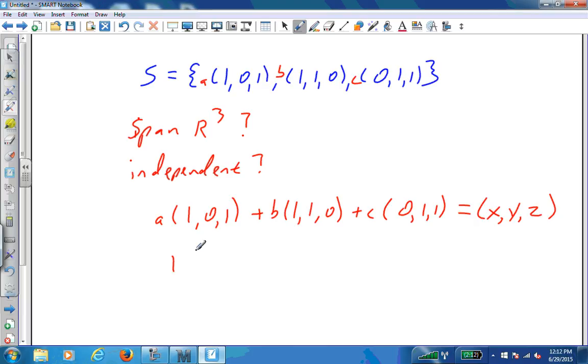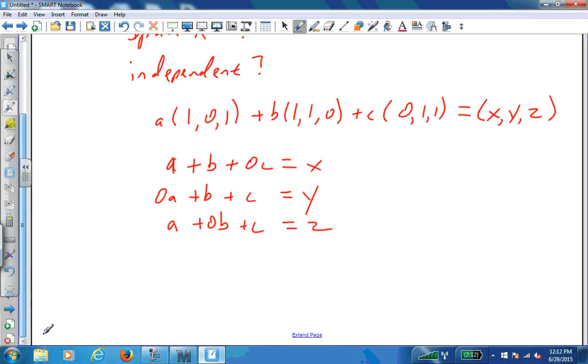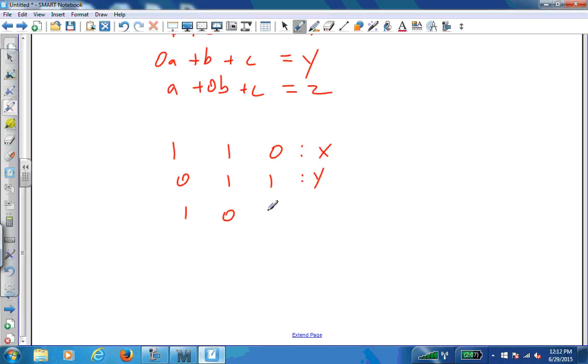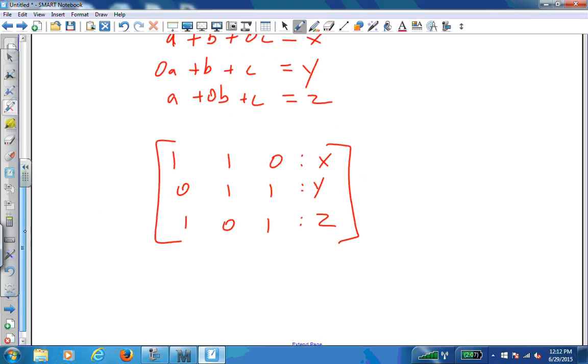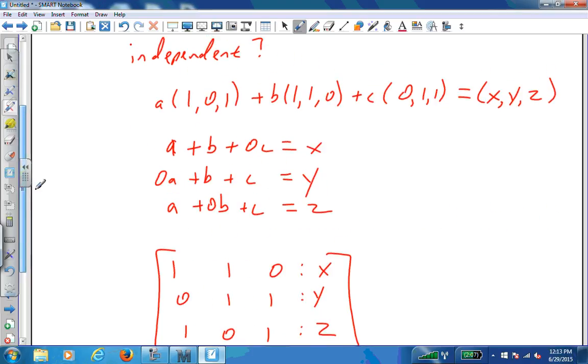well, let's write the equations out first. 1A plus 1B plus no C's equals X. No A's plus B plus C equals Y. 1A plus no B's plus C equals Z. So if we look at that augmented matrix, we have 1, 1, 0, X, 0, 1, 1, Y, 1, 0, 1, Z. So let's work through this and see, is there a solution here? Do these, in fact, span?